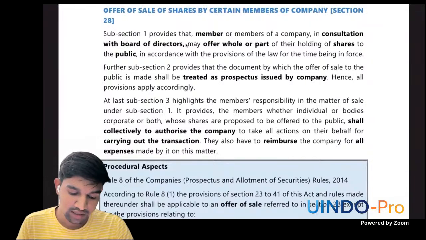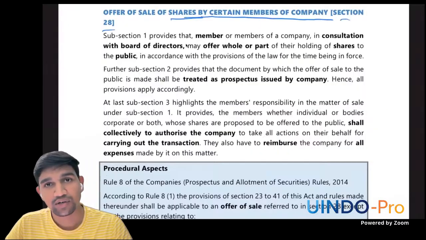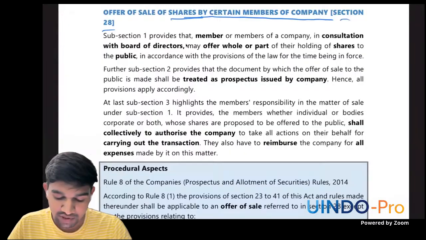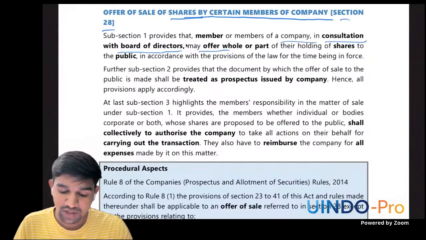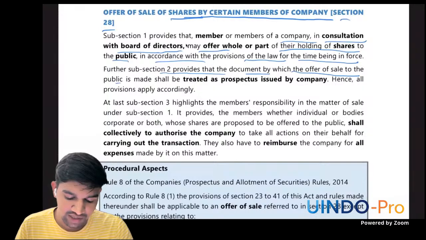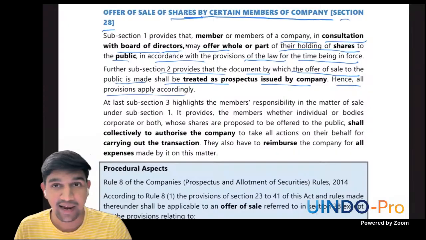Offer for sale of shares by certain members of a company, Section 28. Section 28 of the Companies Act 2013 deals with the offer for sale of shares by certain members of the company. Subsection 1 provides that a member or members of the company, in consultation with the board of directors, may offer whole or part of their holding of shares to the public in accordance with the provisions of the law for the time being in force. Subsection 2 provides that the document by which the offer of sale to the public is made shall be treated as a prospectus issued by the company. Hence, all the provisions apply accordingly.